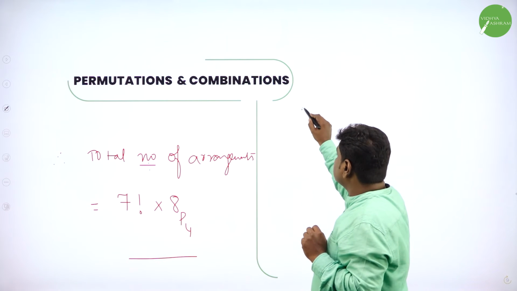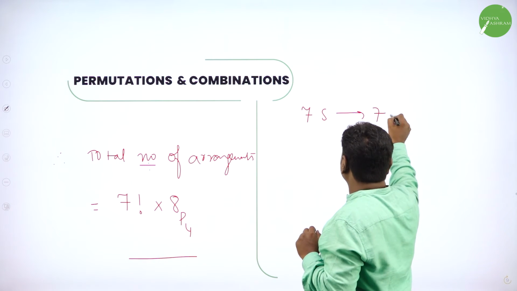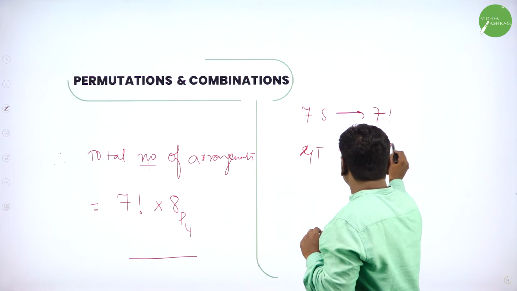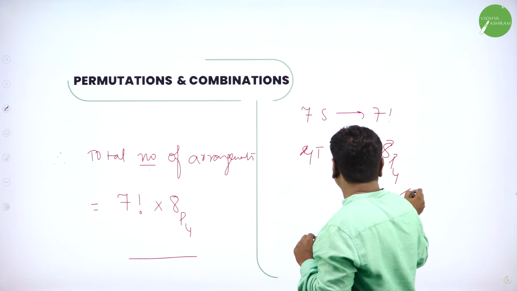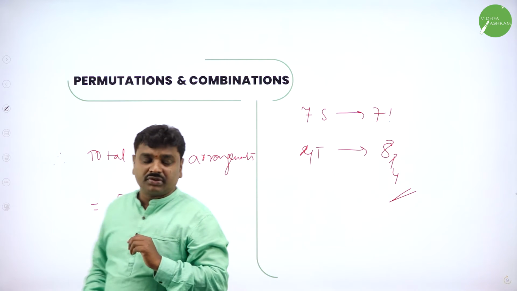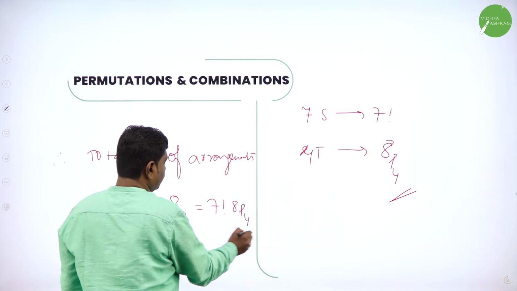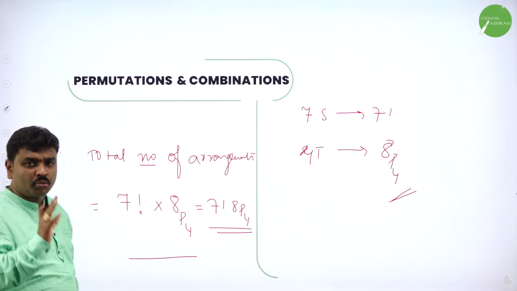So here 7 students, no restriction, 7 factorial. But 4 teachers, there was a restriction. They have to be placed only in 8 places. 8 places, 4 teachers means 8P4 combined. That's it. So the final answer is 7 factorial into 8P4. This is the answer. I hope all of you got this.